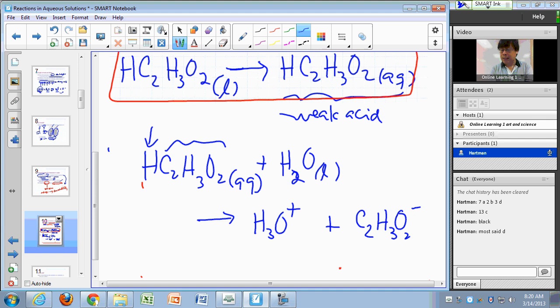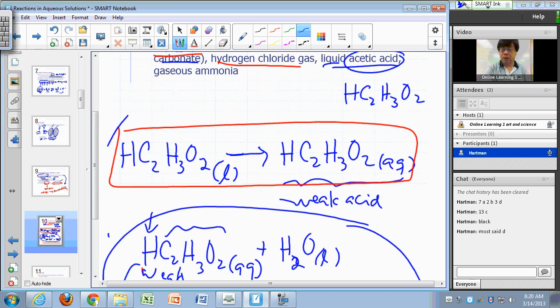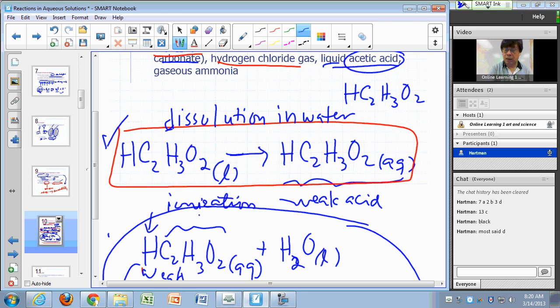Now, acetic acid is a weak acid, right? It's not one of the 6 strong acids, so to indicate that you're dealing with a weak acid, it's customary to just draw a double-headed arrow. So this would be the ionization of the acid in water. The first equation we have here is the dissolution in water. And this is the ionization in water of your acetic acid.